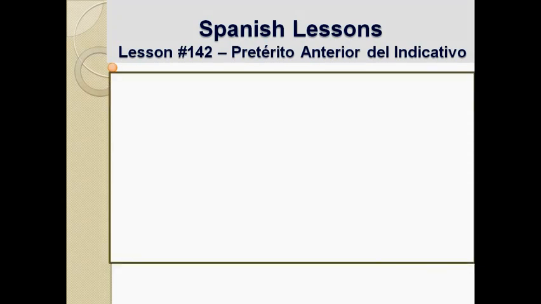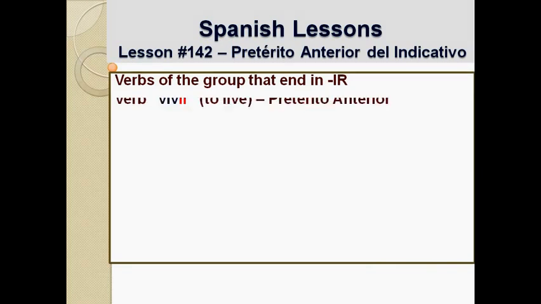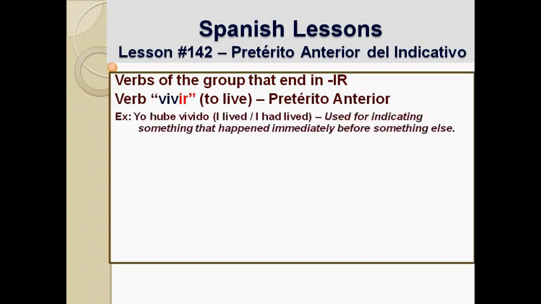Now let's pass to the last and third group of verbs, right? These are the verbs that end in ir. This is the group of verbs that has more irregular verbs. However, we will choose a regular verb to conjugate here as an example, the verb vivir, that means to live. Yo hube vivido. This means I lived or I had lived.